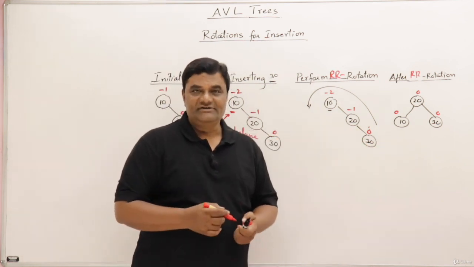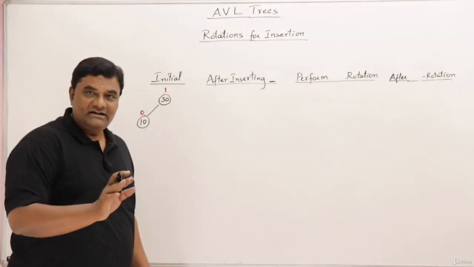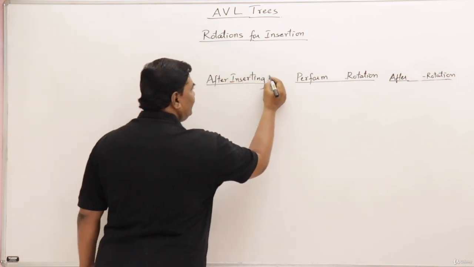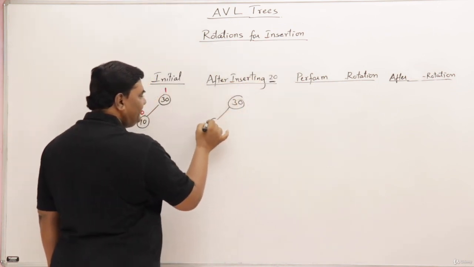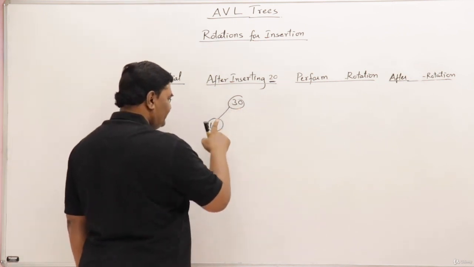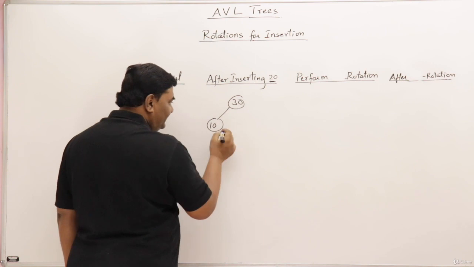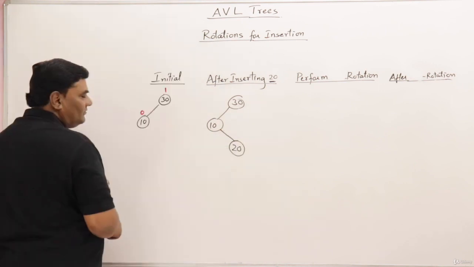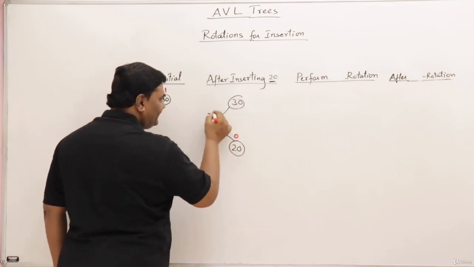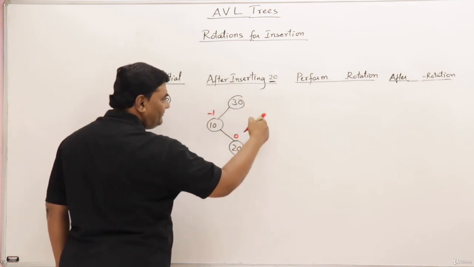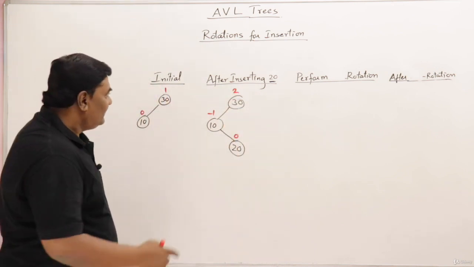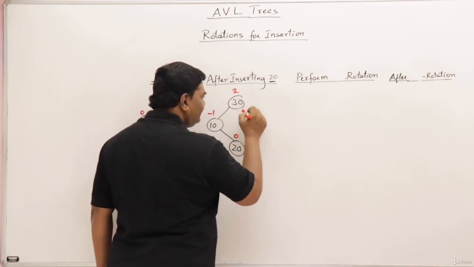Now, next rotation we'll look at, that is LR rotation. For LR rotation, this is the initial tree. Let us insert 20 in this one. So, right now tree is having 30 and 10. 20 is less than 30, so it will come on left side. But it is greater than 10, so it will come on right side. What are the balance factors? This is 0. This is 0 minus 1, so minus 1. This is 1, 2 minus 0. So this is 2. This node became imbalanced.